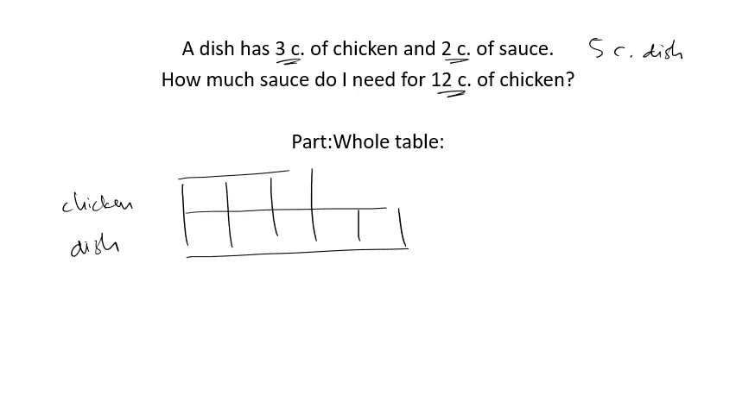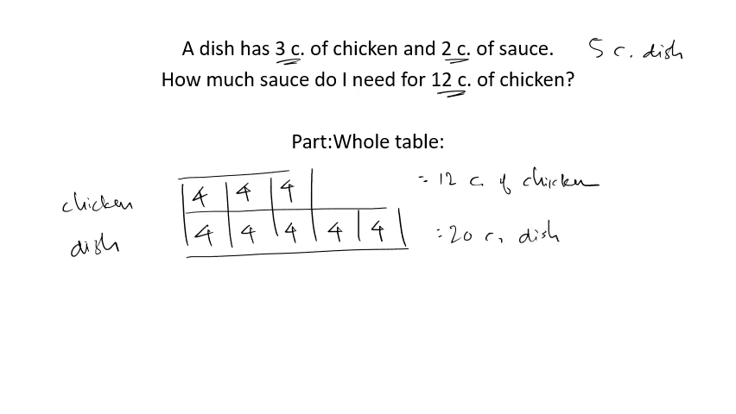And so to keep this constant, I'm going to make this 4, 4, and 4. And so that gives me a total of 12 cups of chicken. But if these are all 4, then these also need to be 4. And now my dish, I've got 20 cups of the dish. But of that, 12 is chicken, and so 8 cups must be the sauce.